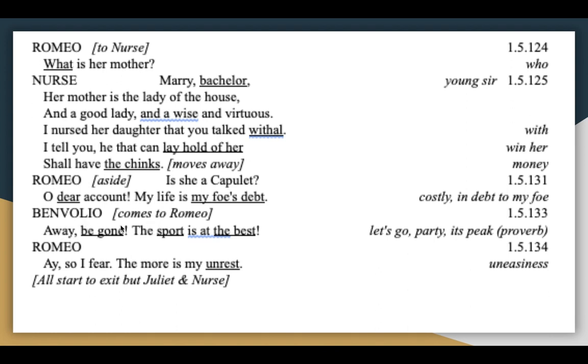And then Benvolio comes in and says, away, be gone. The sport is at its best, and the party has peaked. Let's just leave. We've already stayed for the good bit. The party's starting to die down now. And Romeo says, so I fear the more is my unrest. So Romeo's like, I'm in a mess. I think you're right. We should leave.